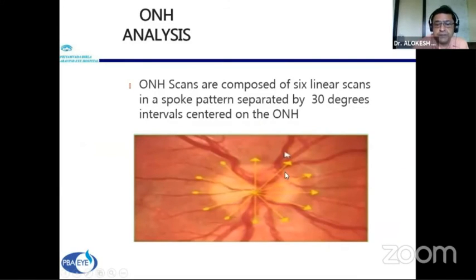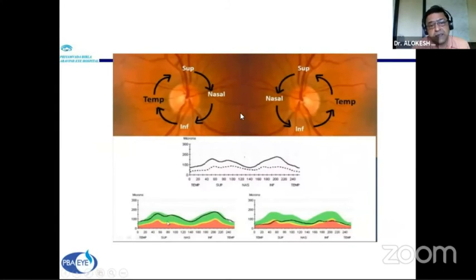So this is a picture showing how the radial A scans are done on the disc. And this is a picture showing how the results are calculated, in the right eye in a clockwise fashion and in the left eye in an anti-clockwise fashion, to give us the specific double hump pattern.